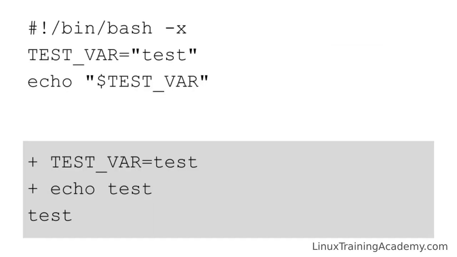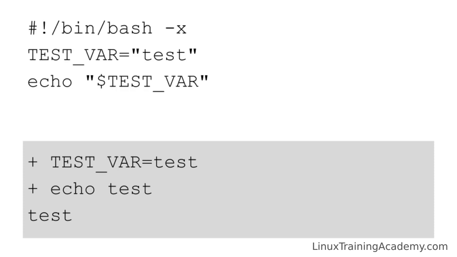Here's a very simple example that demonstrates the use of the -x option. You can see that -x has been added to the end of the shebang. At the bottom of the screen is the output you'll see when you run this script. You'll notice that there are lines that start with a plus sign. Those are the commands that are being executed from the script.